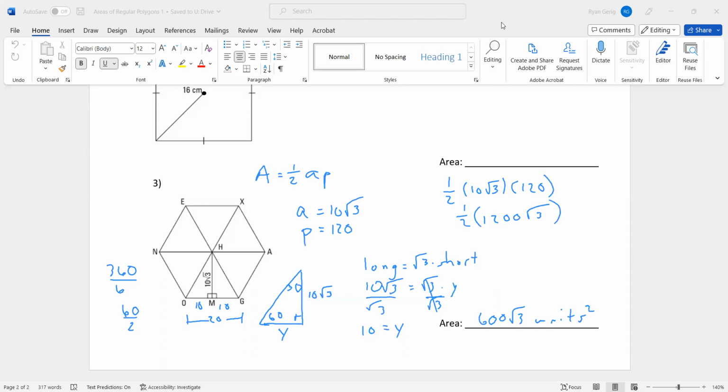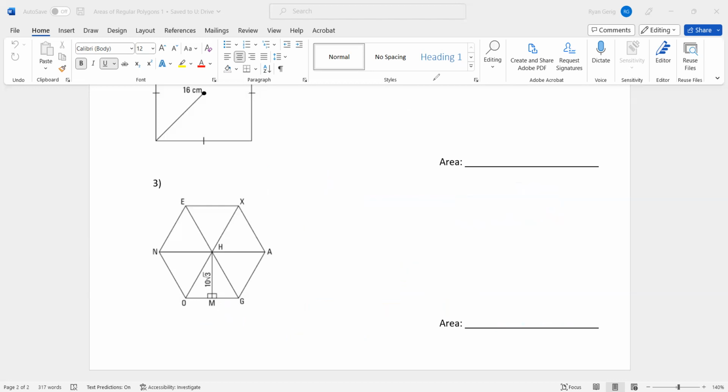Now, one thing I do want you to notice before I finish this video is all 3 of these shapes gave us a special right triangle. The first one was a 30, 60, 90. The square gave us a 45, 45, 90, and the hexagon gives us a 30, 60, 90. There will be times when it doesn't. You could probably take a guess at what lesson 2, or area of regular polygons number 2, is going to be talking about. Stay tuned for that.